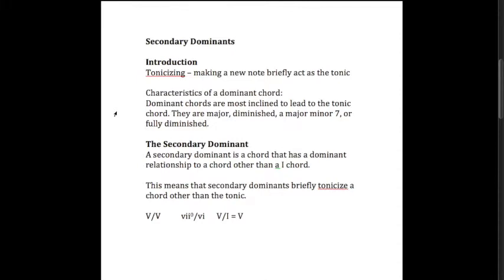Hello everyone, this video is on secondary dominants. Now before we start talking about what secondary dominants are, we first need to cover two ideas.